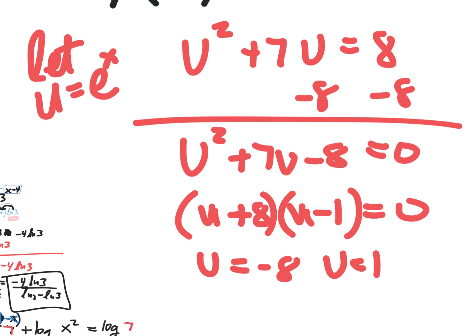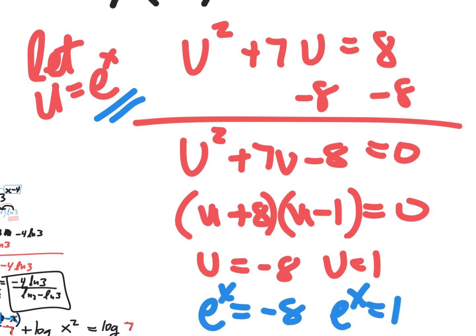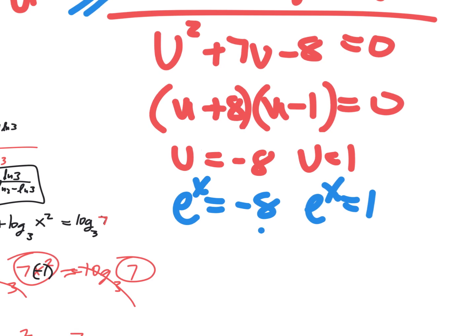And it's especially important to not switch variables because that reminds me at the end of the question, that's kind of weird, I have U equals. Oh yeah, U is actually e to the x. So then I have e to the x equals -8 and e to the x equals 1. And don't let this negative here freak you out. You are allowed to have a negative in the exponent spot.